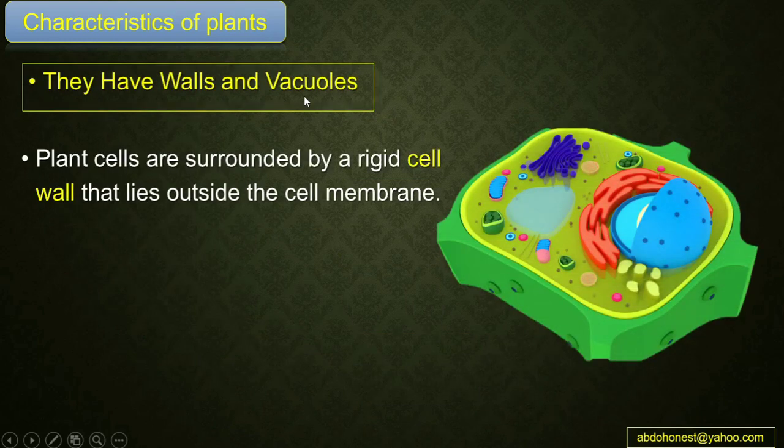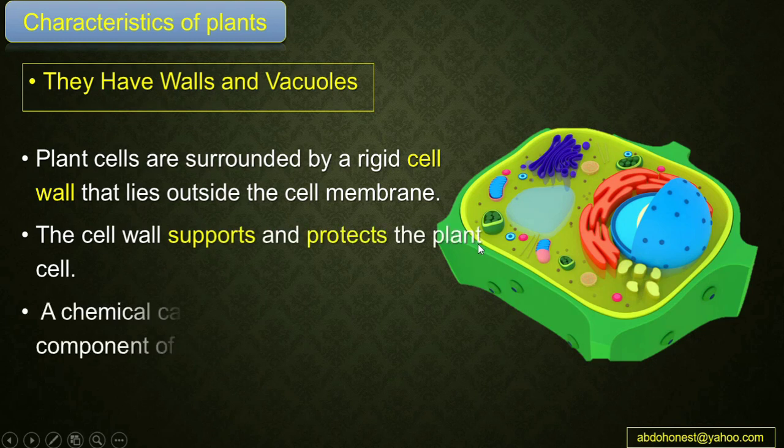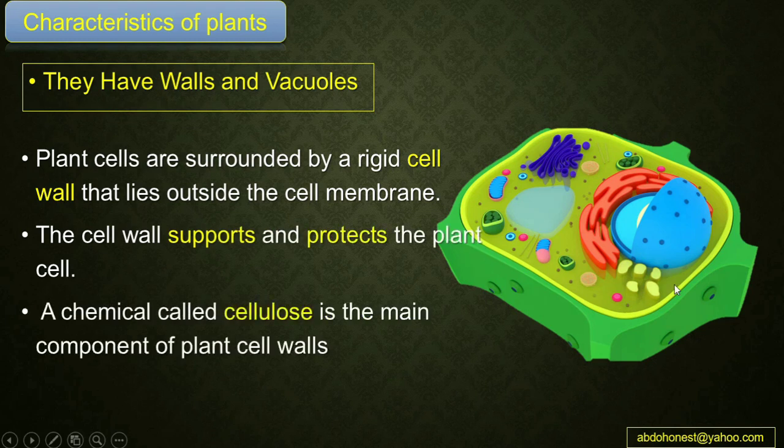Also, they have walls and vacuoles. Okay, they have walls, guys. The plant has a cell wall, and they have a vacuole. The cell wall, guys, is a rigid structure that surrounds the cell and can protect the cell, and it's found outside the cell membrane. It has an important function. It can support and protect the plant cell.